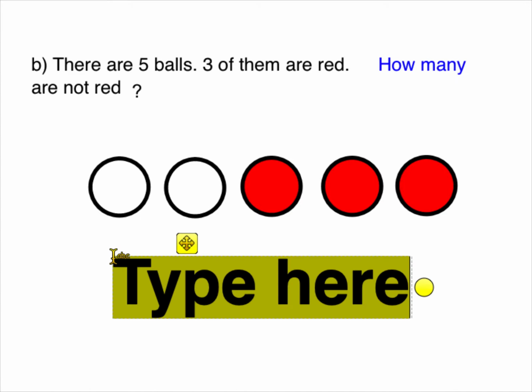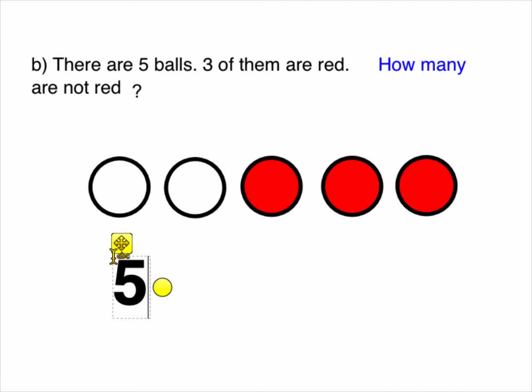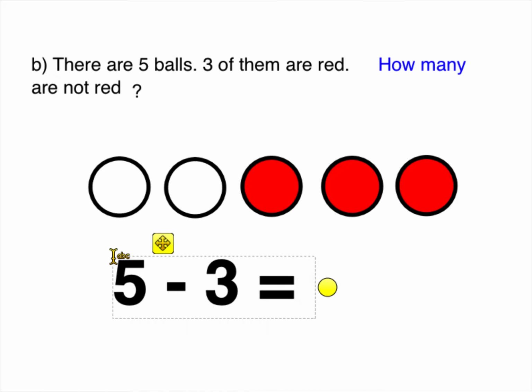Can you make the number sentence that fits? How many did I start with? I started with 5 balls. How many of them are red? 3 of them are red. What do we have to do to find out that 3 of them are red? Do we have to get 3 more? No, we take away the red ones so we can find out how many are left over. 2 that are not red. Started with 5, 3 are red, 2 are not.